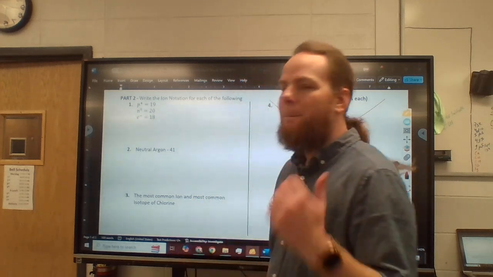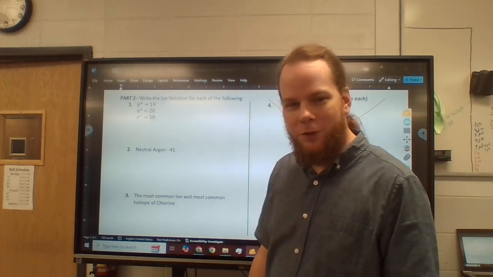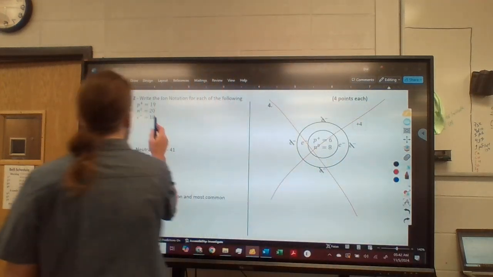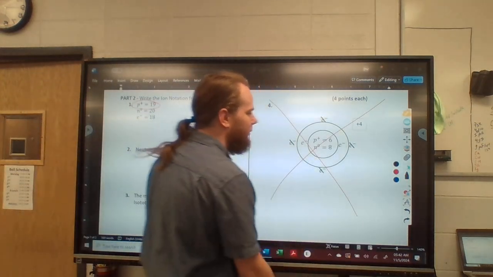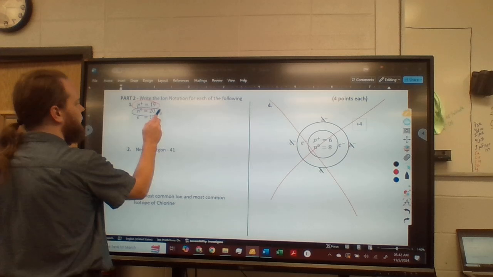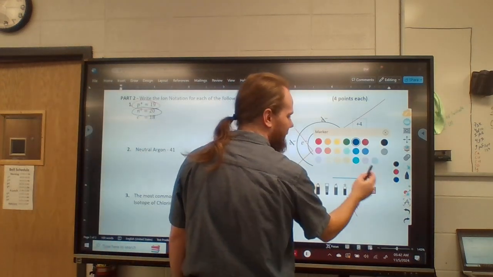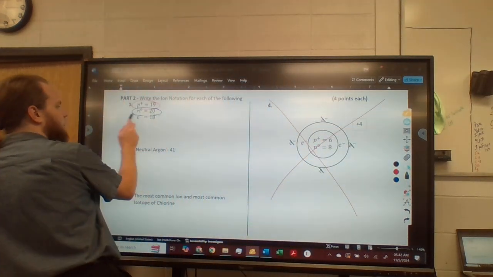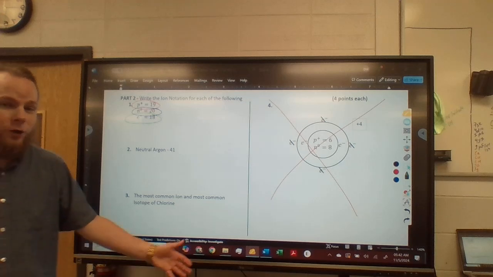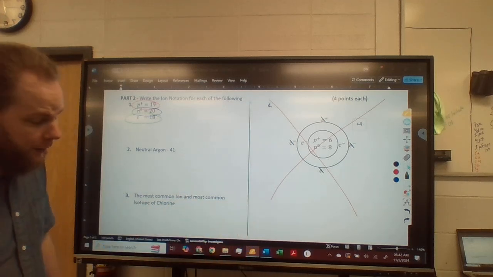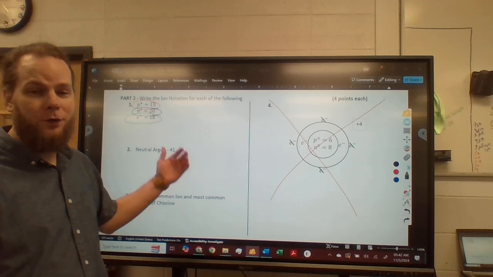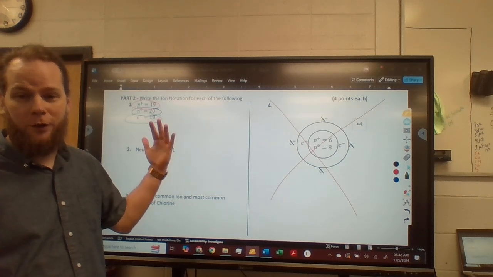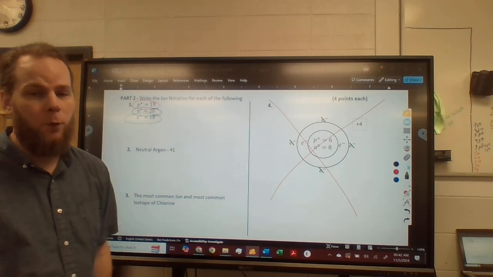Now, the first question is pretty straightforward. I told you the number of protons, I told you the number of neutrons, and obviously the number of electrons. So all you have to do is draw the Bohr diagram or whatever other diagram. Question 1 is always going to be like this, so that one should be a cakewalk.